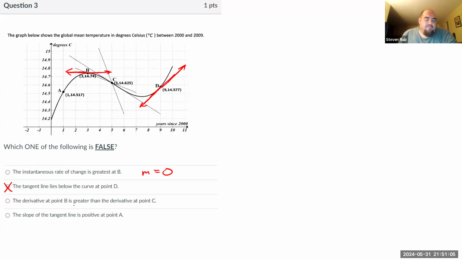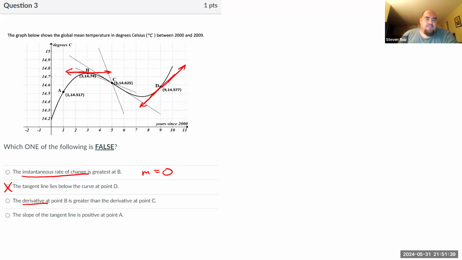The derivative at point B is greater than the derivative at point C. So we already said the derivative at point B. And remember, instantaneous rate of change and derivative, in this context, those are absolutely the same. We'll talk more about when the word derivative is not specific enough, but in this case, the instantaneous rate of change is the derivative. We already said the derivative at point B is 0. So what can we say about the derivative at point C?